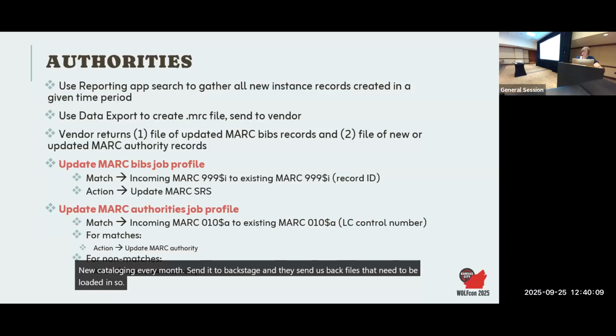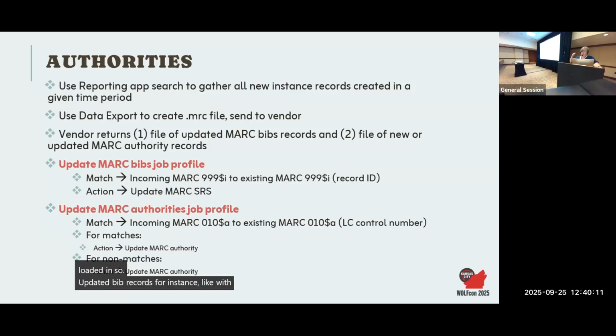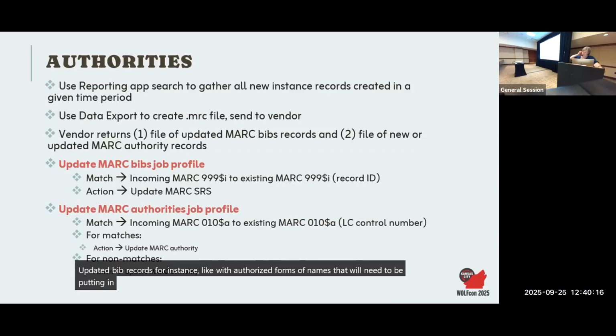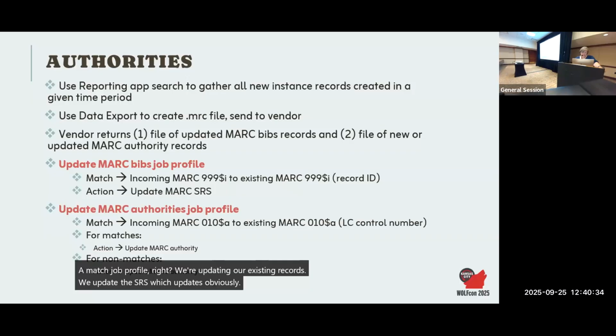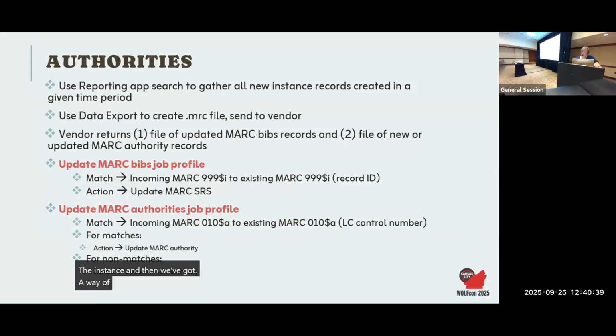So updated bib records, for instance, like with authorized forms of names that we need to be putting in our catalog. Again, this is a match job profile, right? We're updating our existing records. So we update the SRS, which updates obviously the instance, and then we've got a way of loading in or updating authority records too.